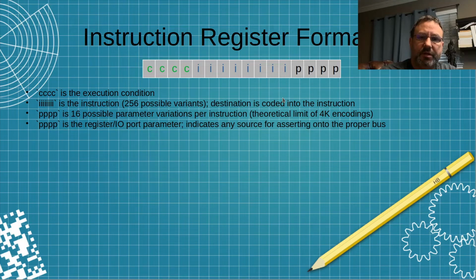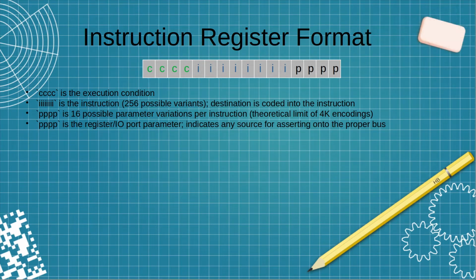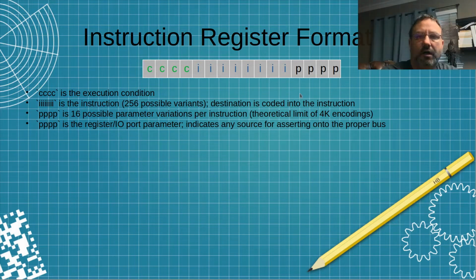So my 16-bit instruction format starts with a 4-bit conditional execution. This conditional execution is modeled after the ARM architecture, and that's based on whether or not flags are set. So if you have a branch and load, speaking of ARM, branch and load on carry, when carry is set, then if you have a carry condition, you can execute a subroutine, for example.